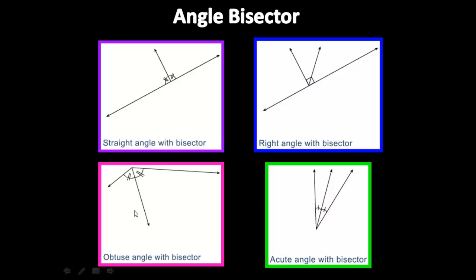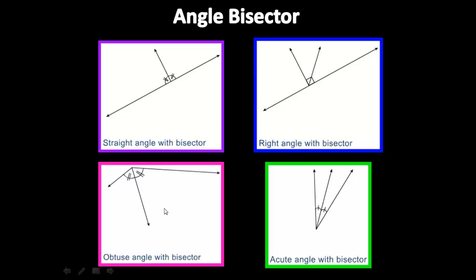Here are some examples of angle bisectors. Here's a straight angle with the bisector. The straight line is the straight angle, and this is the bisector right here. Here's a right angle with the bisector, so that means each one of these angles is going to be 45 degrees. Matter of fact, each one of these angles up here is going to be 90 degrees. If it's bisected, it means it's 180. Remember, bisect means to divide into two equal parts. So each one of those angles is 90 degrees now.